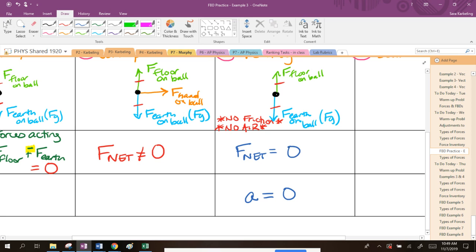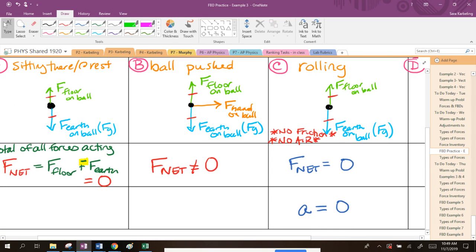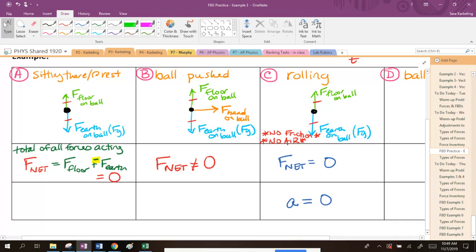Friends, take a look at A and C. Ignore B for just a minute. How does A compare to C in terms of the free body diagrams? They're the same. They are exactly the same. But they're not. Why not? Because this ball's moving in C and in A it's at rest. It's weird. This one's at rest, this one's moving. But in both cases, they are not what? They're not accelerating. That is the key. In both of these cases, there is no acceleration.